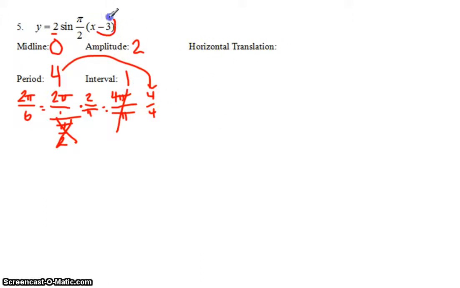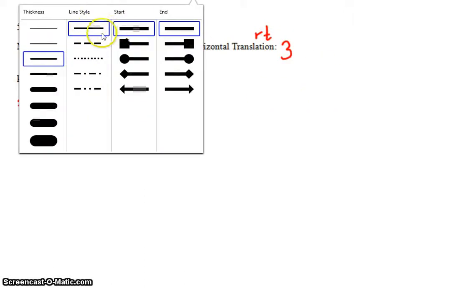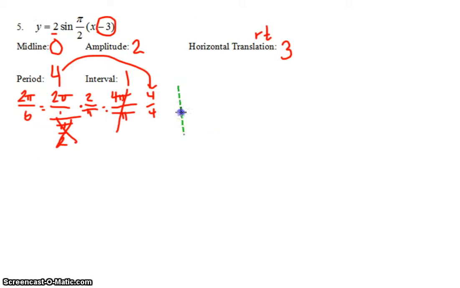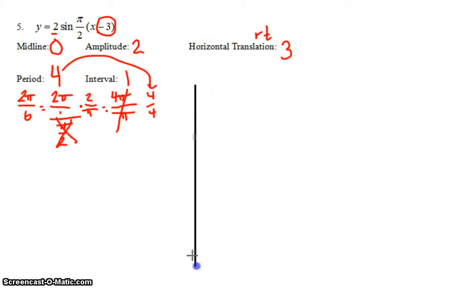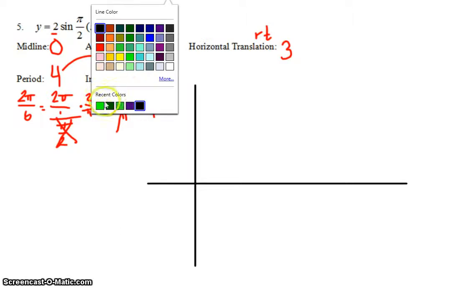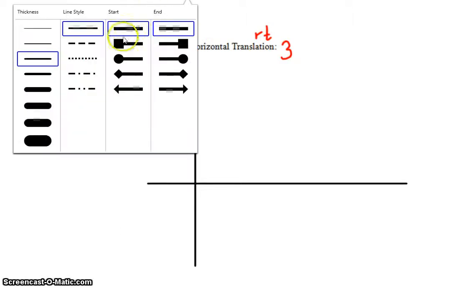Horizontal translation, it's right here. Remember, it is the opposite, so it is just going to be a positive 3, also known as to the right 3. Okay, so first thing I need to do is my x and y axes. Let's redo that. Okay, now I'm going to do my horizontal line. That one we are going to change colors.